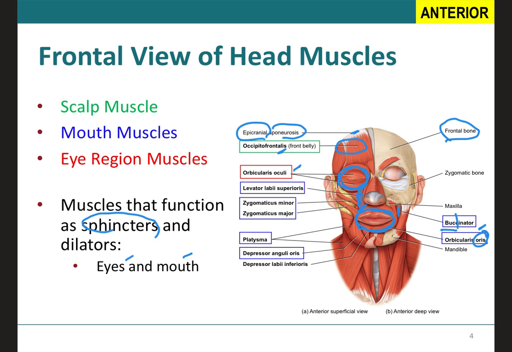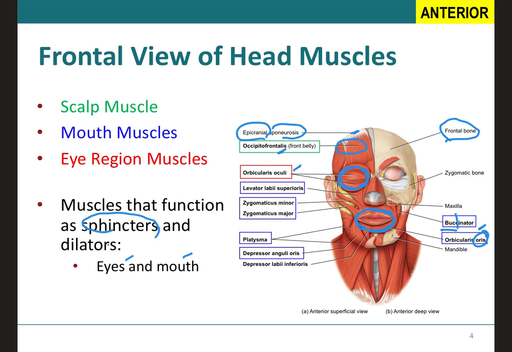The zygomaticus has two parts, a major and a minor, and both will originate, like the name says, on the zygomatic bone, and both will insert on the mouth. However, you can see that the major is below, so when it pulls on the lips, it will draw the lip laterally, therefore helping you to smile. And the minor, since it is situated superiorly, will raise the upper lip a little bit. Just because they're situated in different locations, they have slightly different functions.